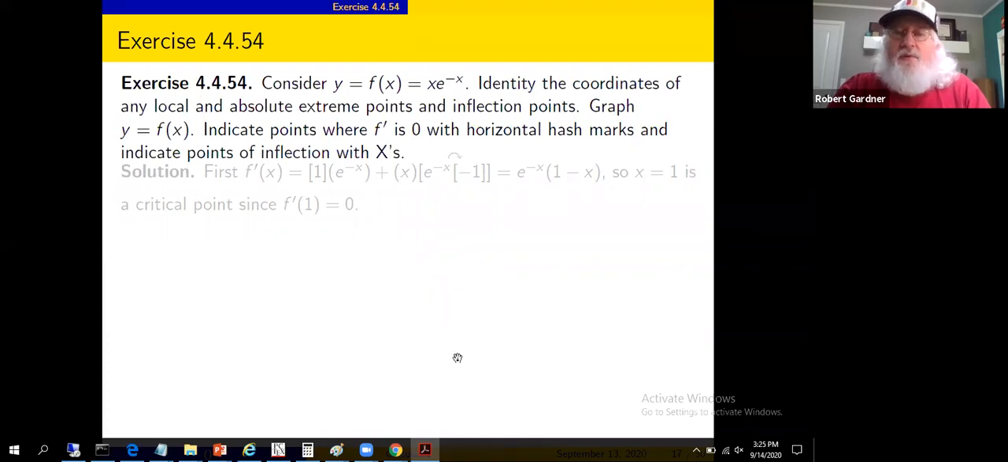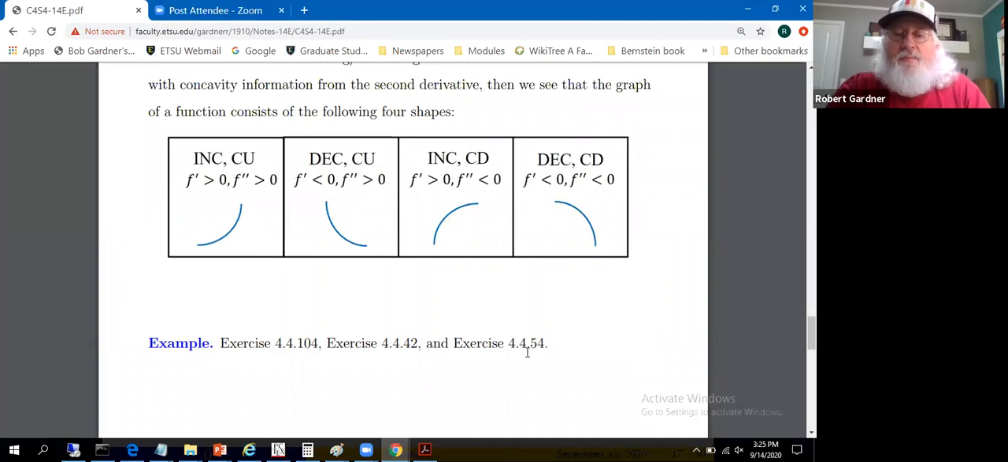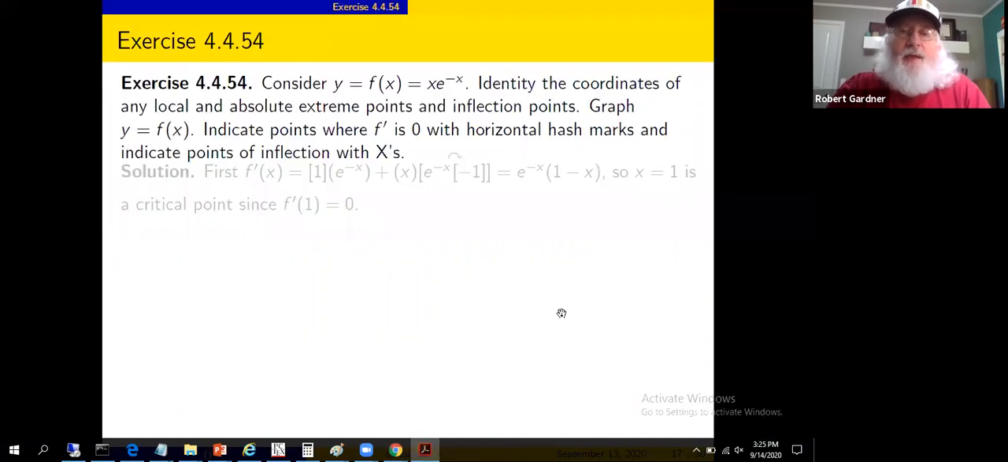All right, 54, we want to do this one as well or talk about something else? Let me check the notes real quick. Let's do this one as well. Okay, a function involving an exponential. y equals x e to the negative x. Let's call it f of x. Do your thing. So do the same stuff again. Identify extreme points, points of inflection, graph it, use the hash marks in the x's.